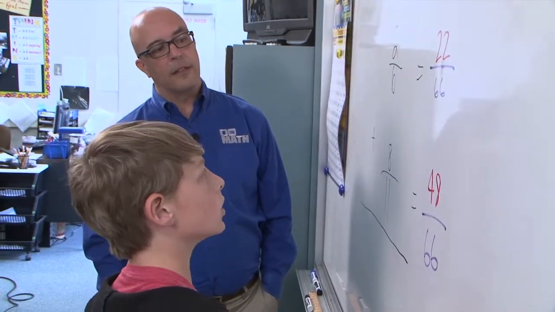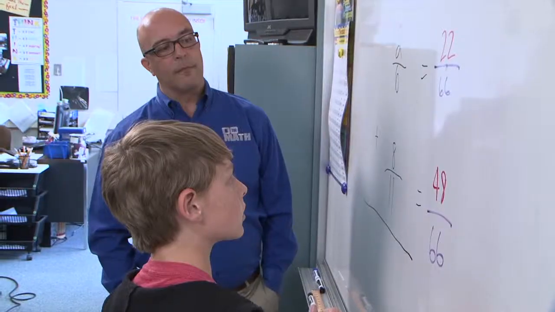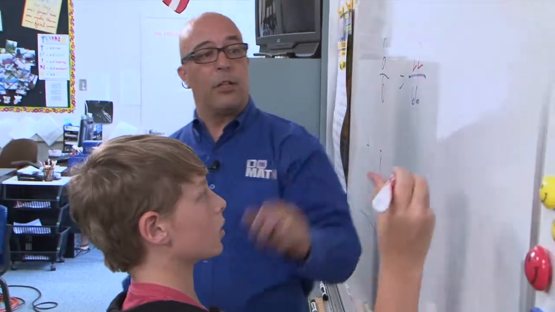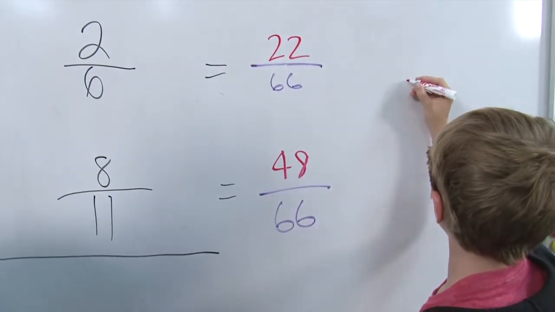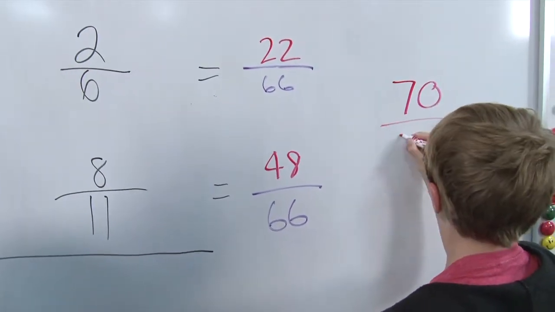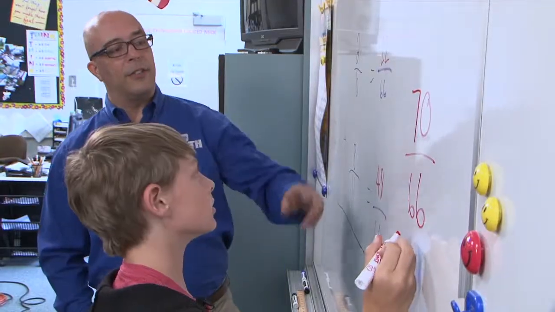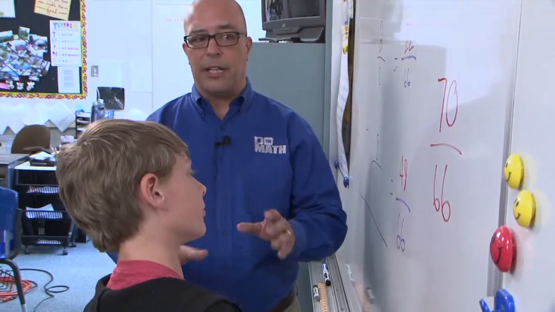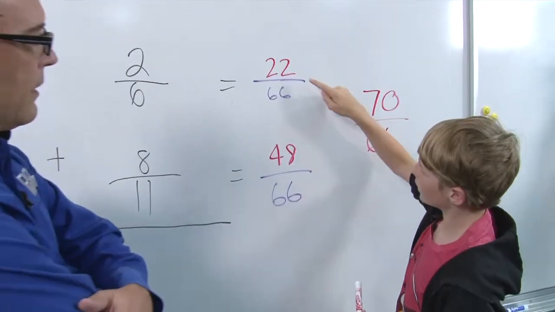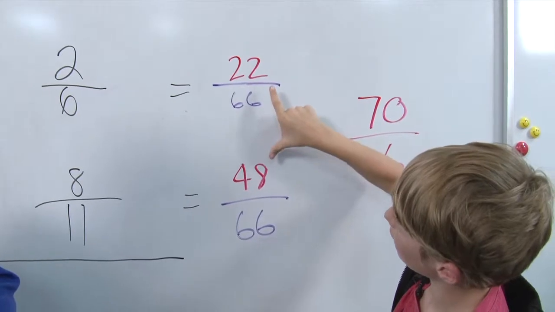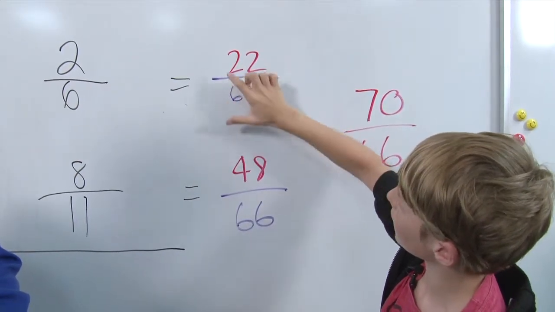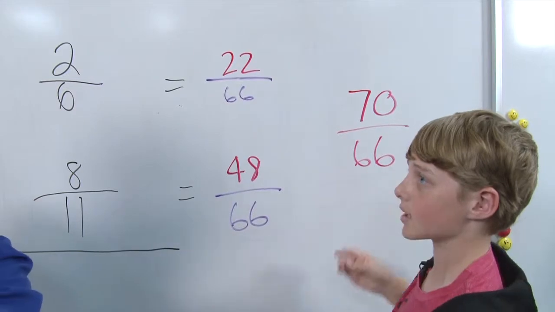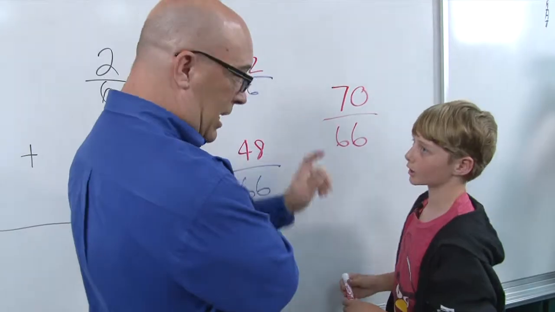Okay, so that would be 70 66ths. And how did you get 70? Because there are some students watching, and you did this in your head, which is fine, but they may wonder where the 70 came from. I added the 8 and the 2, and I got 10, and then I added the 40 and the 20, and that was 60, and 60 plus 10 is 70. Perfect. So we have 70 over 66. That's an improper fraction.